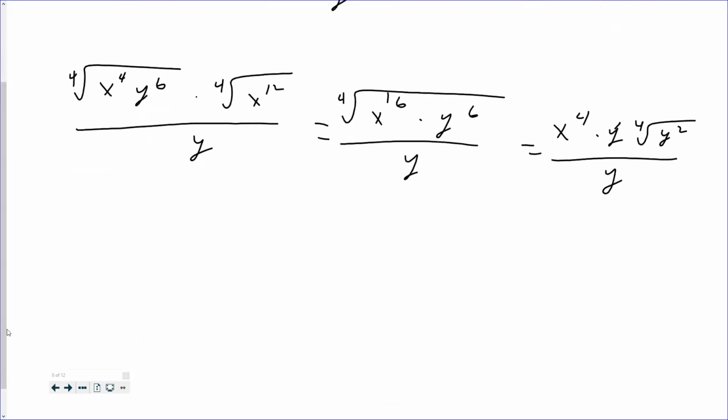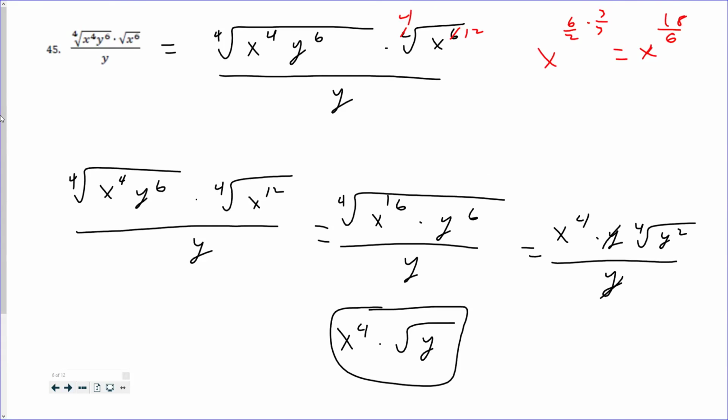These y's cancel out, and you're left with x to the 4th times the square root of y, since the fourth root of y squared simplifies to just the square root of y. Is there a reason for fractions from the very beginning?